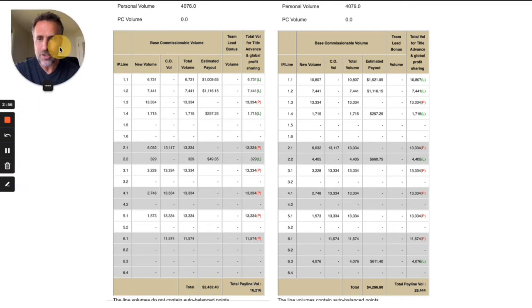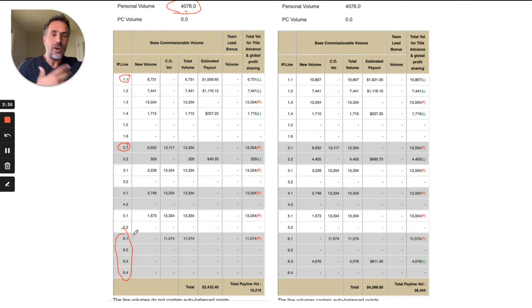Okay, so let me just move this. Basically, what you see in the first chart here is the volume. You can see at the top, I had 4,076 points of personal volume. What happened with that is that I had position 1, and under position 1.1, I had position 2.1 or 2.2, my second income position, and I also had a position 6 over there, underneath position 2.